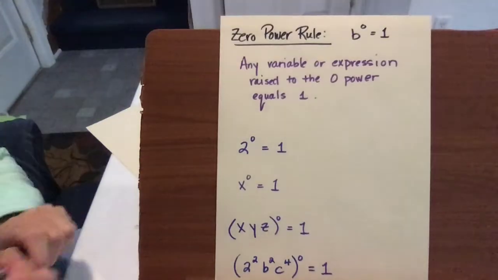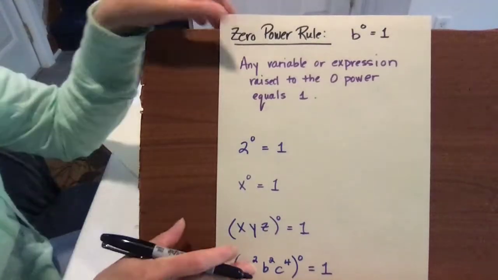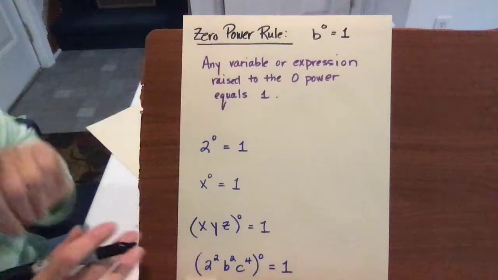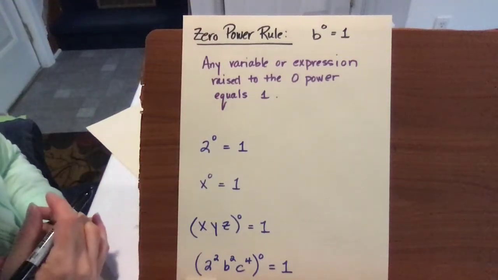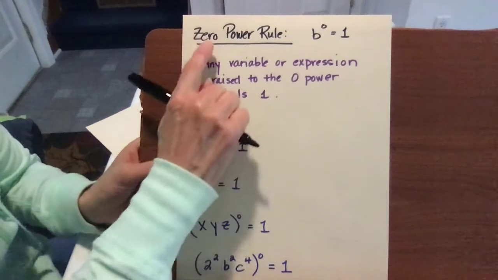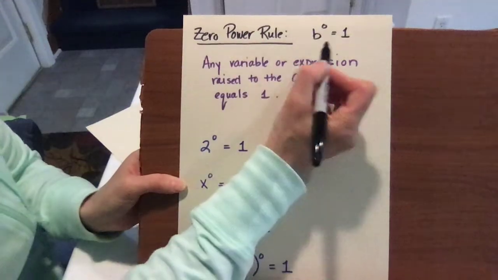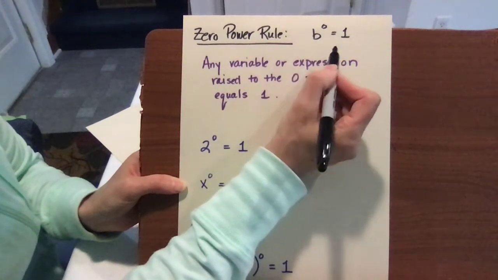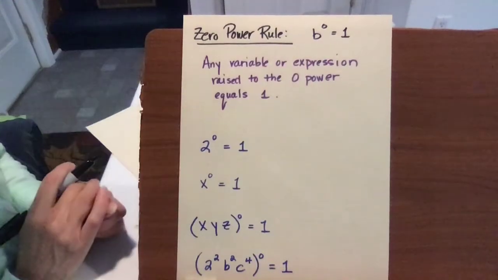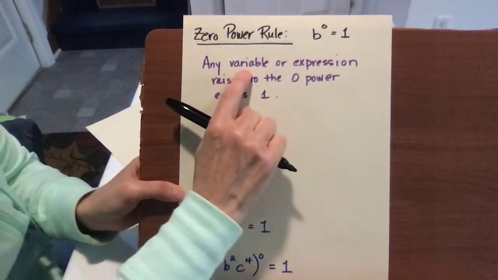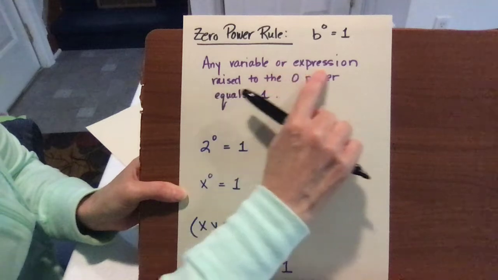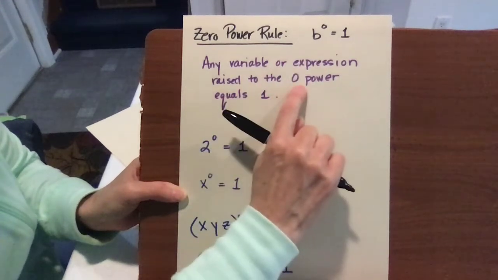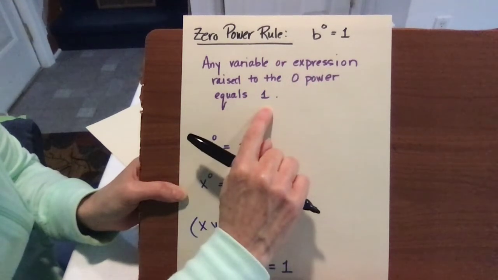Let's look at another example, okay? There's another rule that we have to know about, and right now you're going to take it on faith. When we get into the division rule, we'll see why this happens, but for now, you're going to take it for what it is. It's called the zero power rule. Any base, variable or number, raised to a zero power equals 1. End of story. That's it.